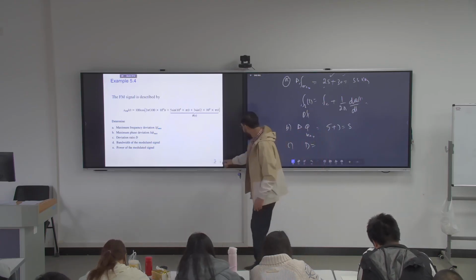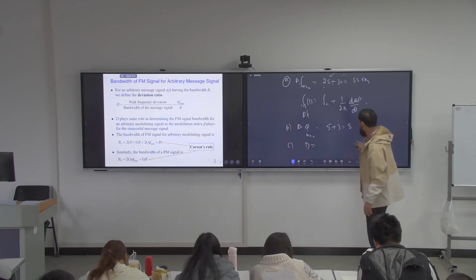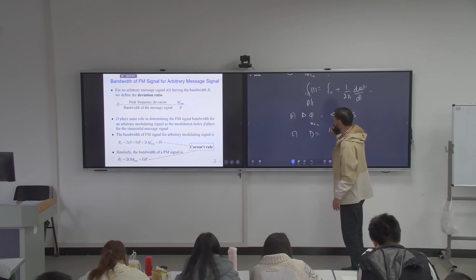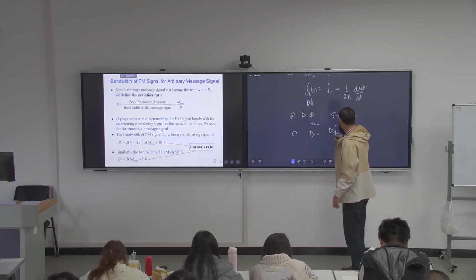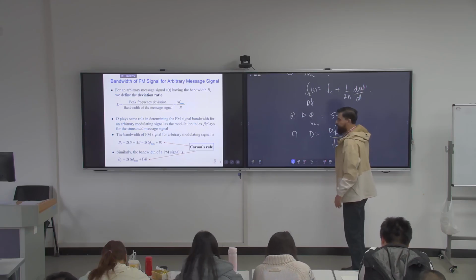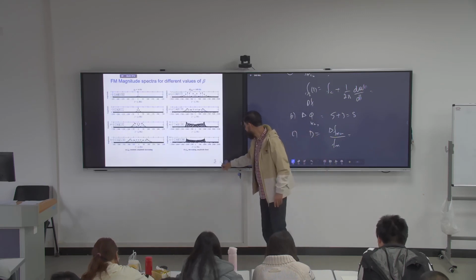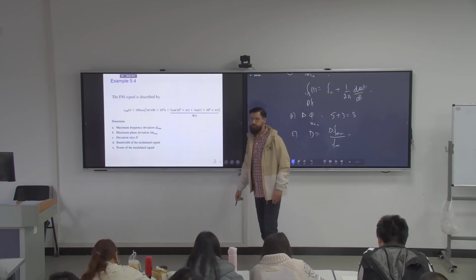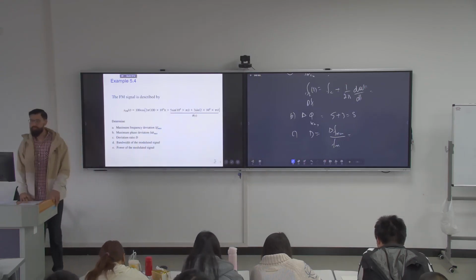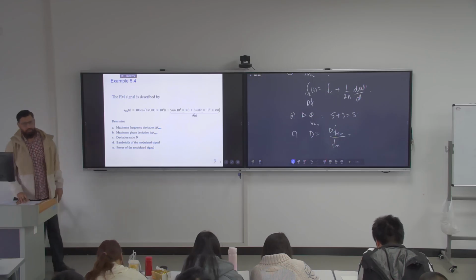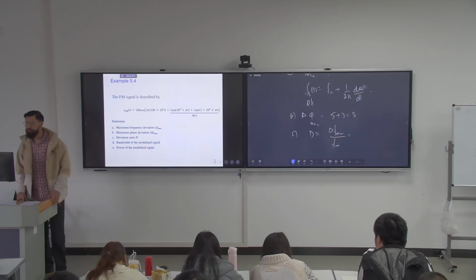What is the deviation ratio D? The formula for deviation ratio is delta f max divided by B. B means fm, right? Delta f max divided by fm, which is the frequency, right? We calculated delta f max, it is 55, right? So that is 55. How much is fm in this signal?